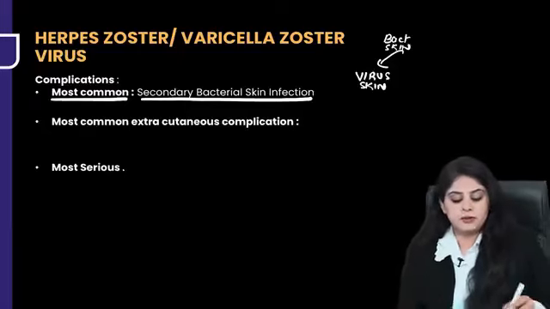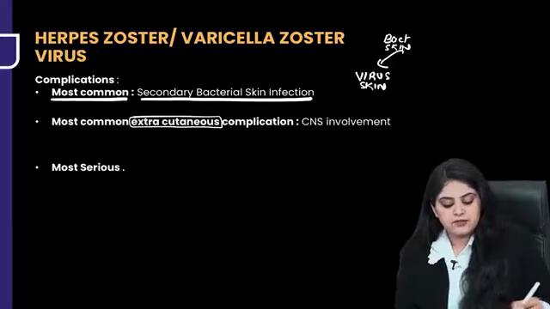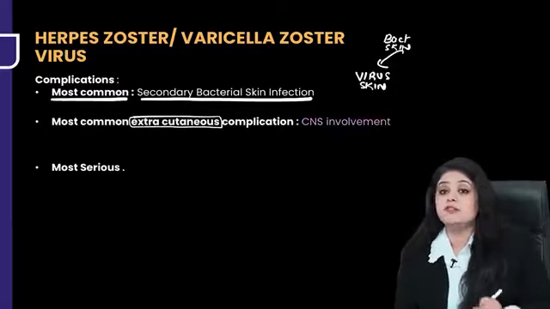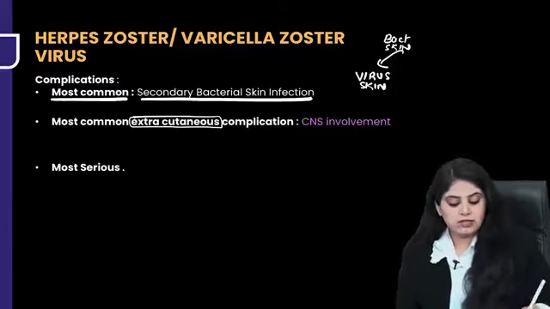So that is the skin problem. But if I ask you which is the most common extracutaneous complication, then you're going to say there will be CNS involvement, brain involvement. That is what makes it very complicated. And what brain involvement is known in chickenpox?